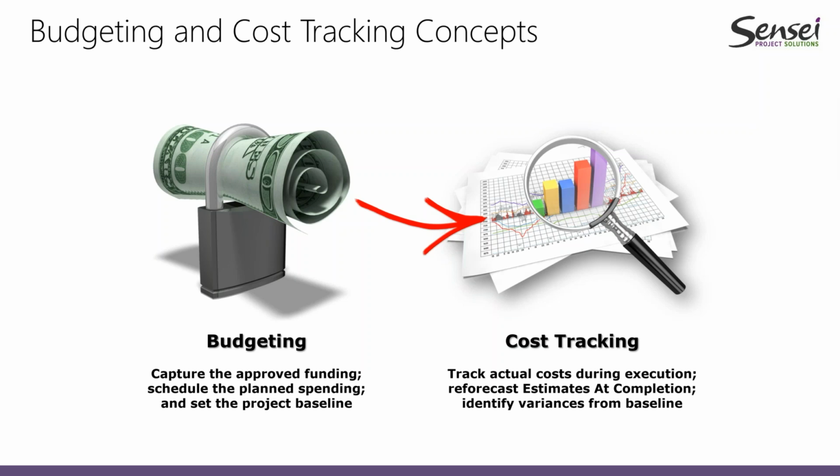Sometimes we need to capture the information that has been shared with us in terms of how the budgeting has been defined, or how the budgeting has been approved. So what was the funding for the particular project we are working on? When we have this information, we can capture this in Project Desktop, and then we can schedule the planned spending throughout the project before we set the baseline.